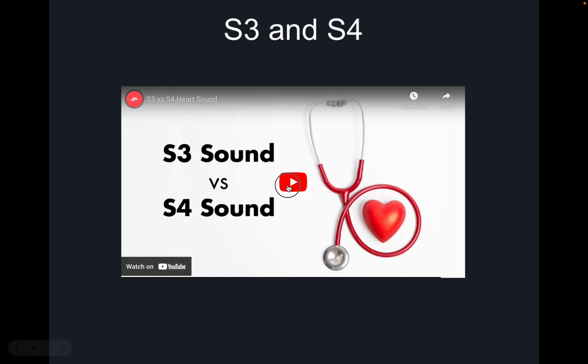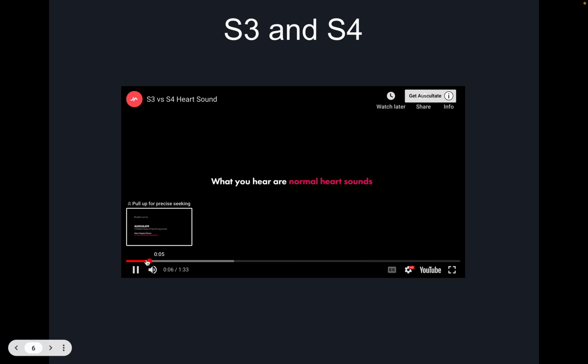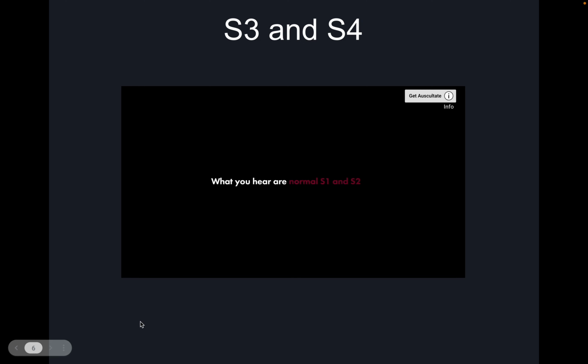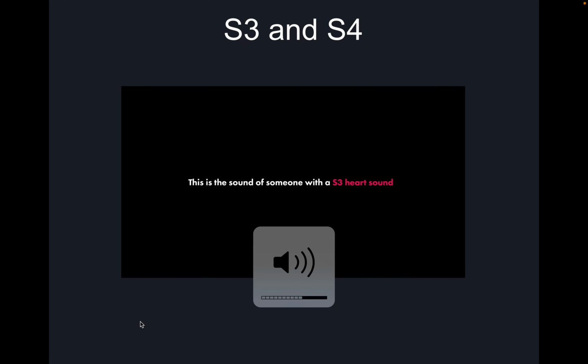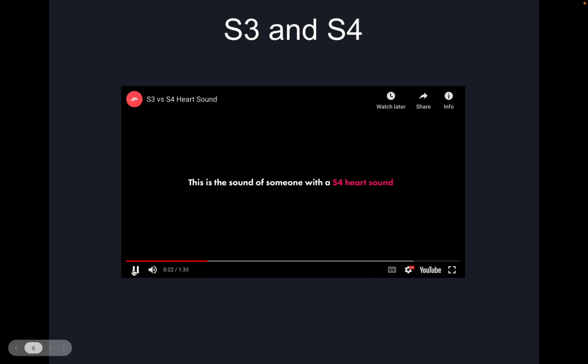Here's some examples. So this is a normal S1 and S2, and now we have an S3 and an S4. And we'll practice much more with that, but that's sort of an introduction.